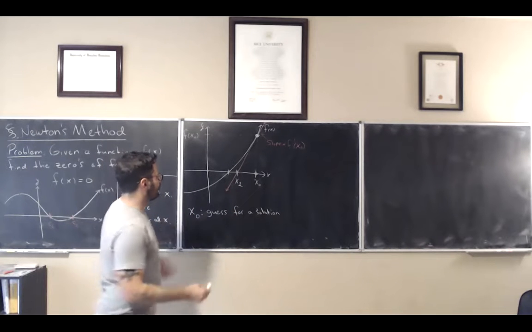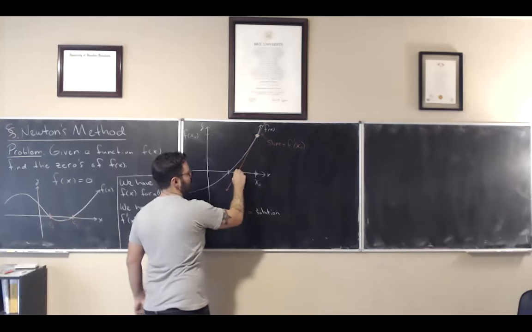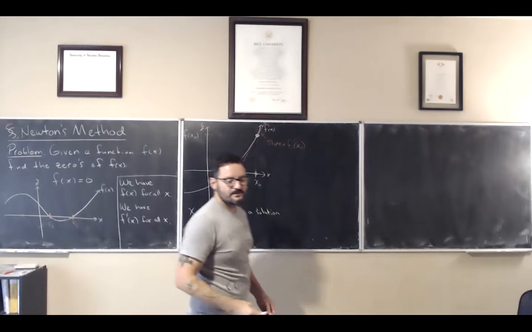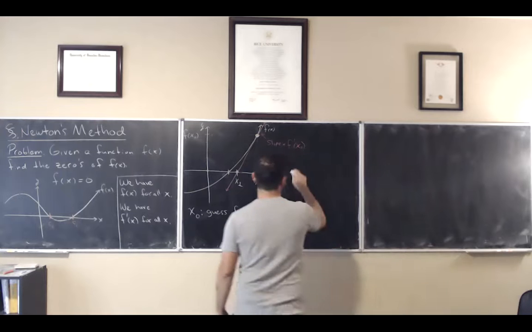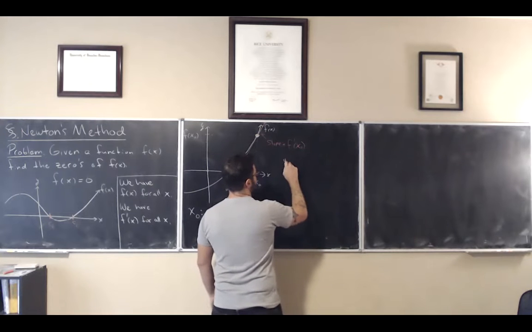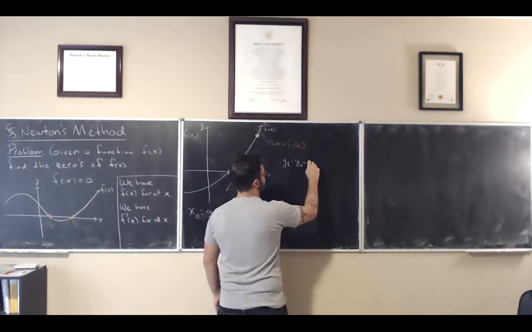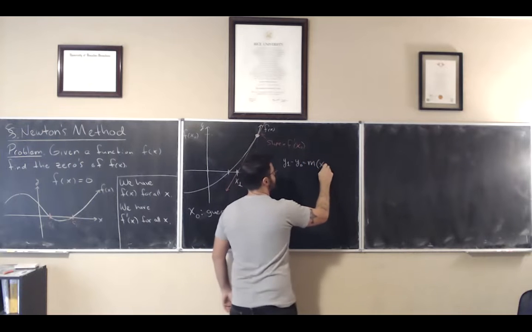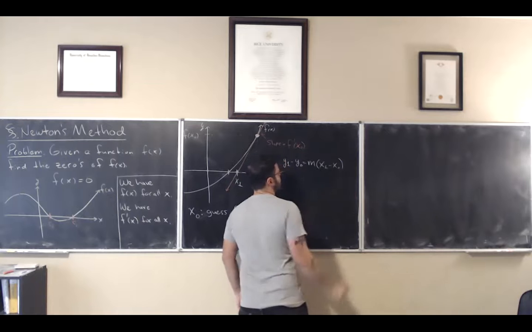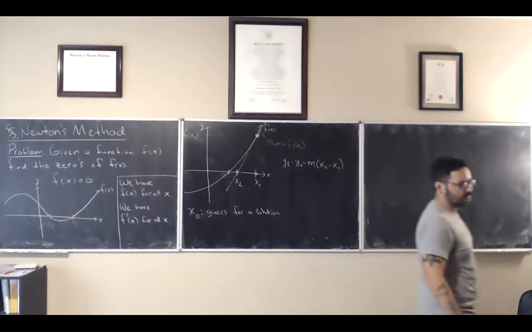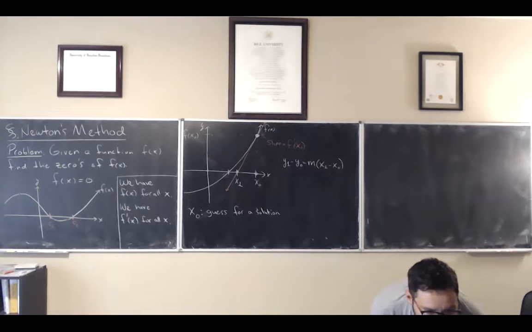Well, this is easy, right? This is a line passing through that point and that point with that slope. So we know the equation of a line, right? It's, what is it? y1 minus y naught is equal to the slope times x1 minus x naught, right? That's the equation of a line passing through those points with that slope. Okay.